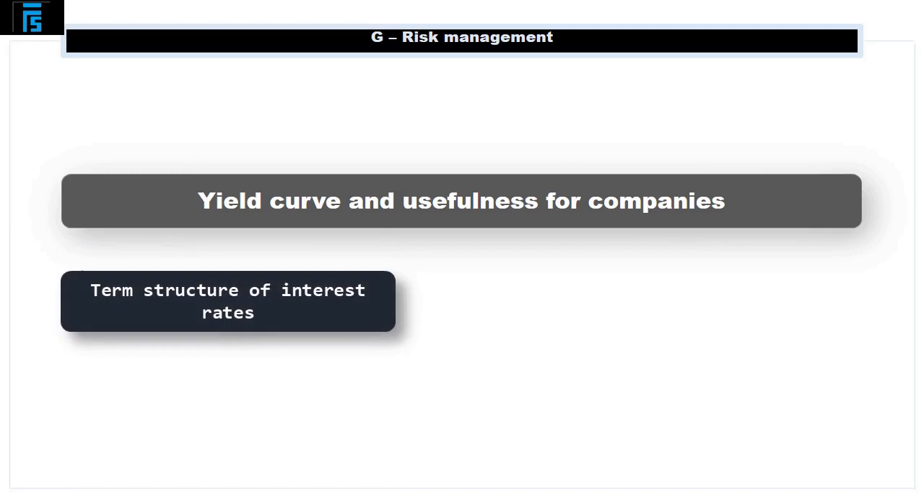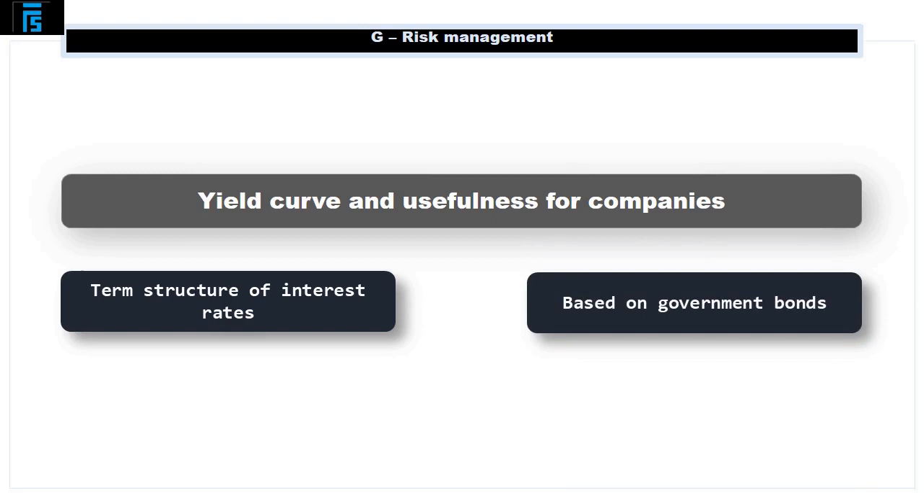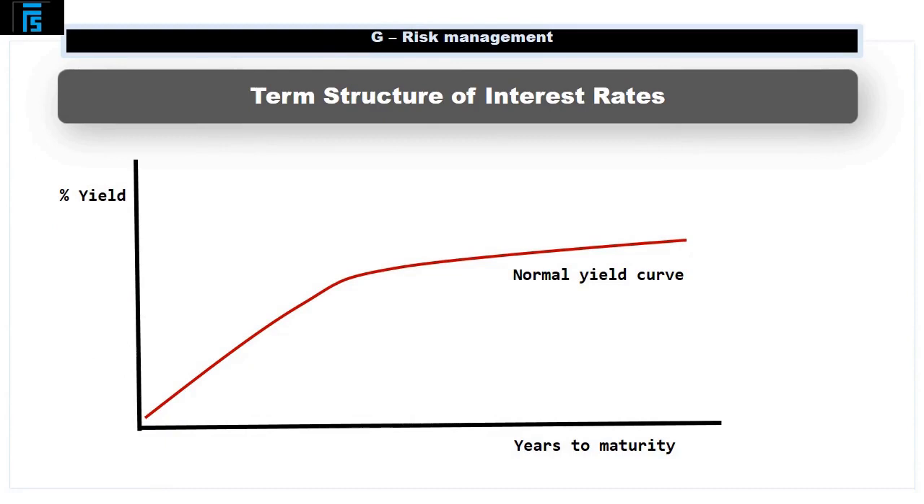The term structure of interest rates looks at the yield on bonds and how this varies with the maturity of the bond. It is usually based on government bonds and enables companies to establish a view as to the likely movement in interest rates. As can be seen from the graph, a normal yield curve is upward sloping, indicating that loans get more expensive the longer they are.